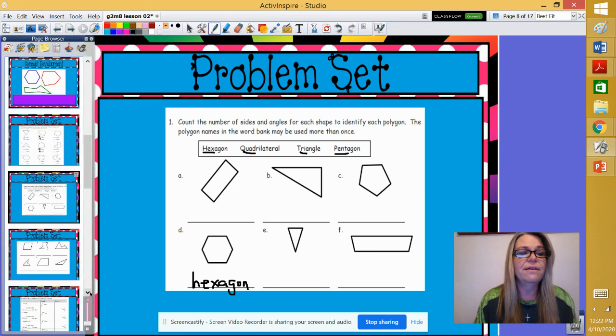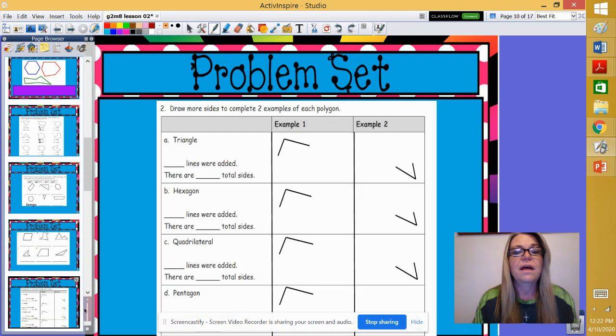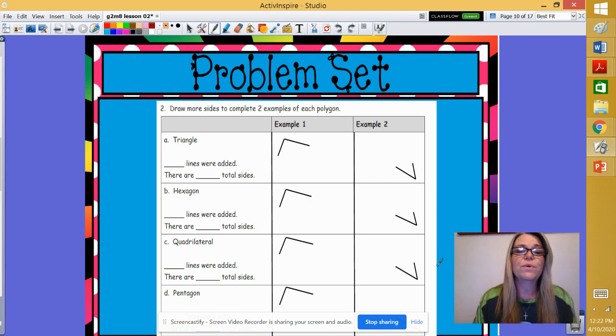Now we also have another page on our problem set. Now this is a chart that we're going to use. This is how we're going to build. Remember in our objective, it said we were also going to build some. Well, let's build some shapes. This row tells us what we are drawing, and then we have to add on and make 2 examples. So triangle is an easy one.